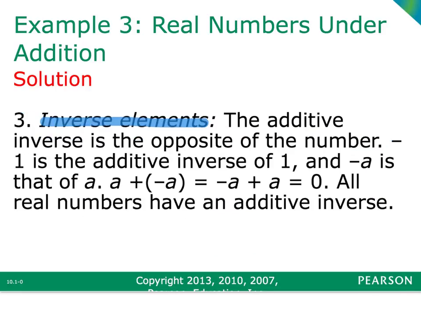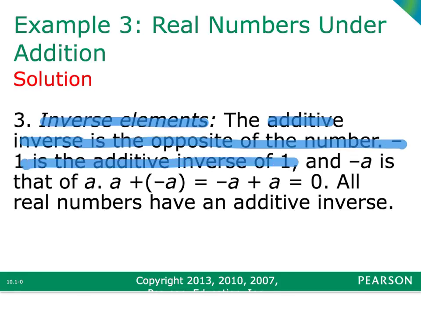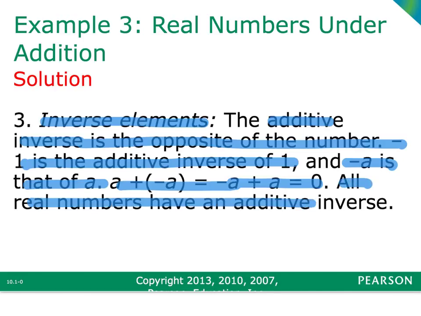Okay, inverse elements. We're talking about additive inverse because the operation is addition, right? So remember, the additive inverse is the opposite of the number. So -1 is the additive inverse of 1. Minus A is that of A. A plus minus A equals minus A plus A, which is 0. Okay, and we can say, yeah, those are all real numbers, right? So all real numbers have an additive inverse.